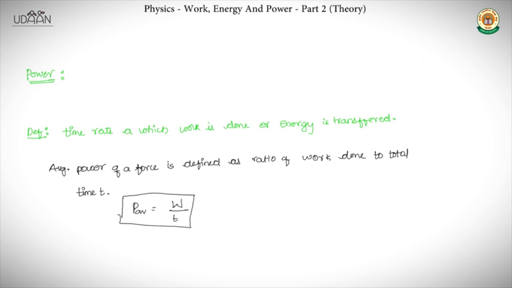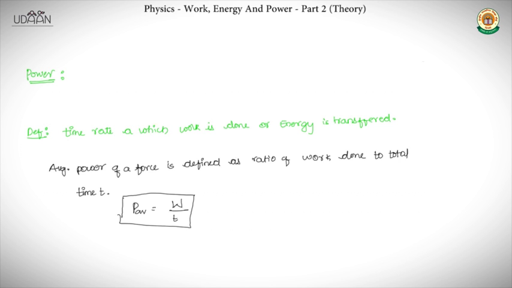Now we deal with power. What we generally mean by power is, if we are weightlifting, we say how much power do you have. If we are arm wrestling, they say how much strength you have. But in physics we don't define it like that. Power can be defined as the time rate at which work is done or energy is transferred.